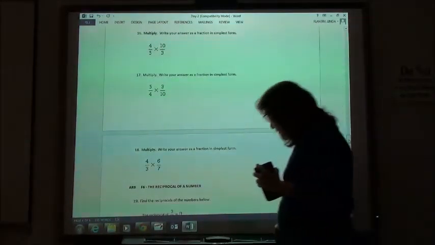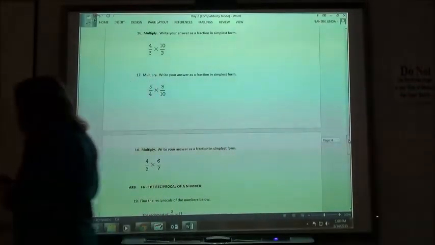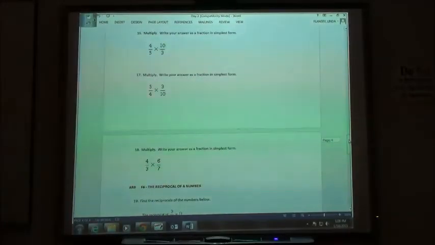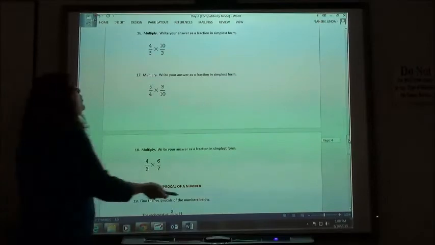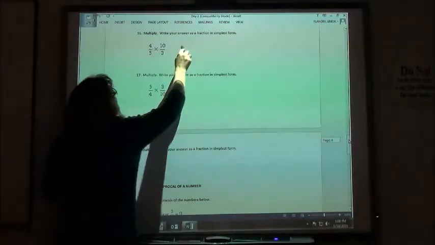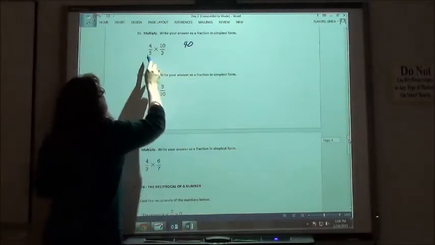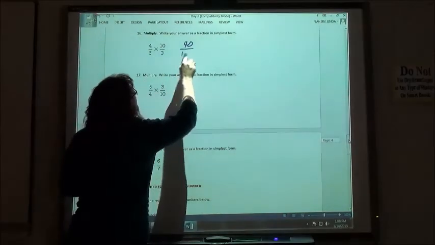Now, 16, 17, and 18, they're going to give us ones where we can reduce. We can either reduce before we multiply or we can reduce after we multiply. I like to reduce before I multiply because then my numbers aren't so big. I'm going to do this first one both ways just so you can see the answers are going to be the same. So first of all, I'm going to do it like we did on the previous ones, just multiplying across. 4 times 10 would give me 40. 5 times 3 would give me 15.